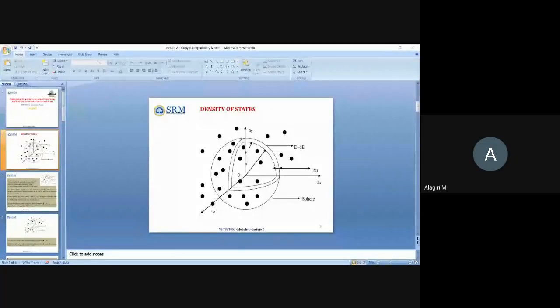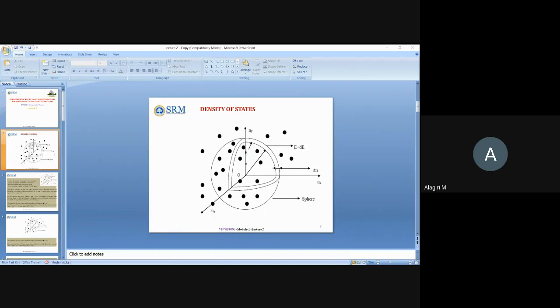Hello students, today we would like to discuss the density of states topic. Density of states is nothing but the number of available energy states per unit volume. I repeat, the number of available energy states per unit volume is called the density of states.